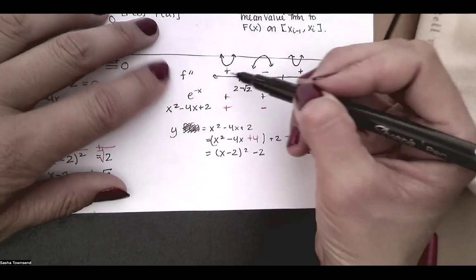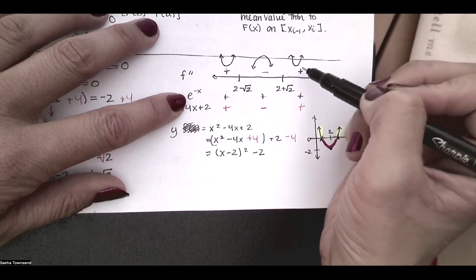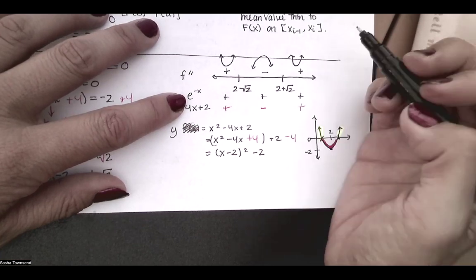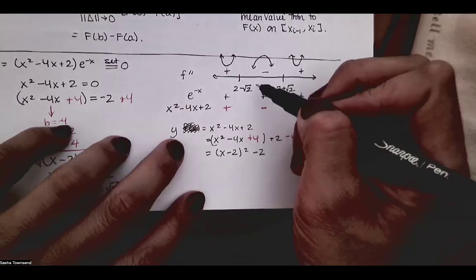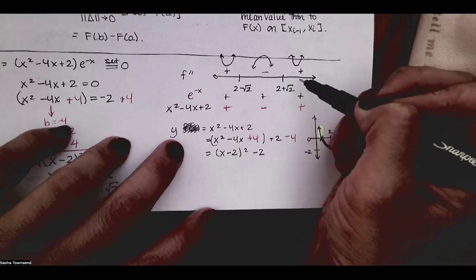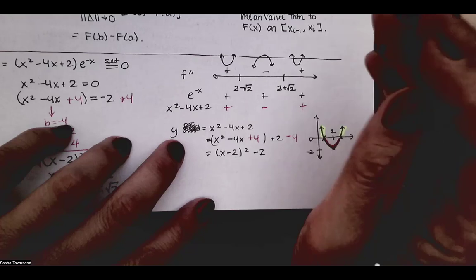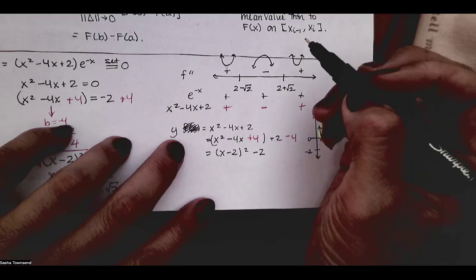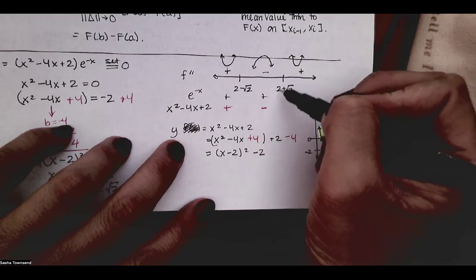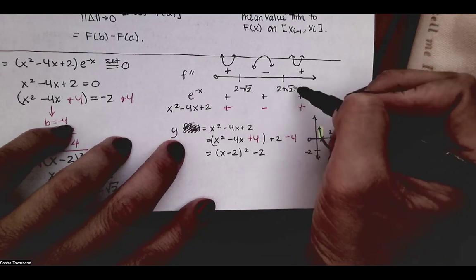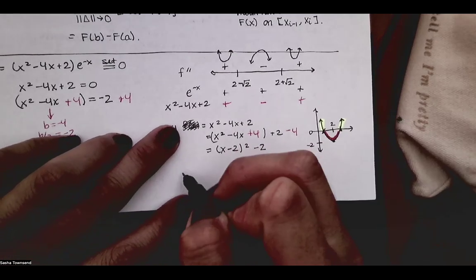And since f double prime changes signs from positive to negative at this x value and negative to positive at this x value, and this x value and this x value are in the domain of the original function, these are the x coordinates of points of inflection. So we need to substitute these x values into the original function to find the corresponding y value at those points. And then that ordered pair xy is a point of inflection. And that's where our graph will change from concave upward to concave downward. And then for the xy pair corresponding to this x value, the graph will change from concave downward to concave upward.